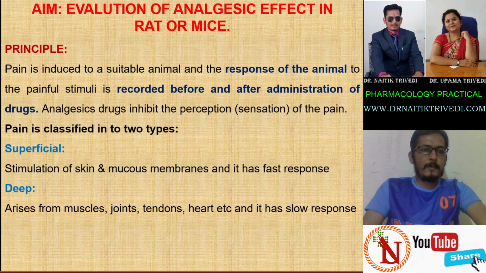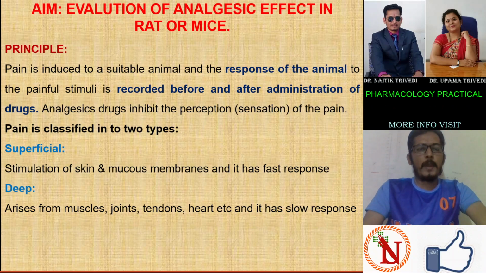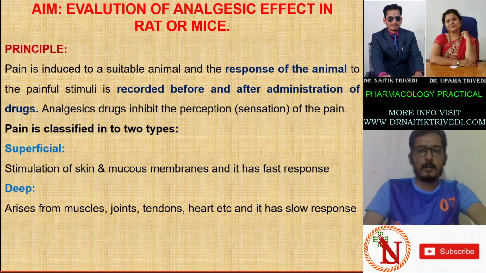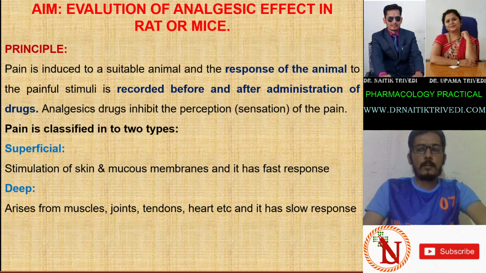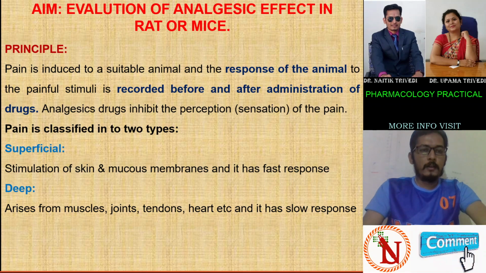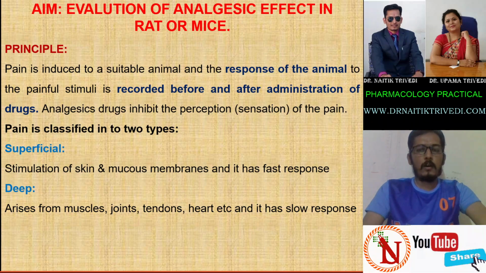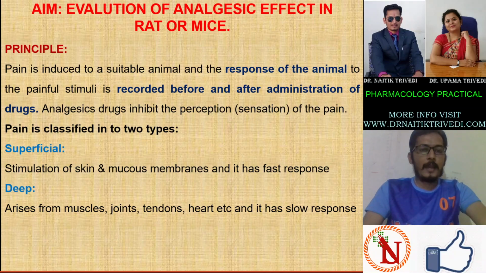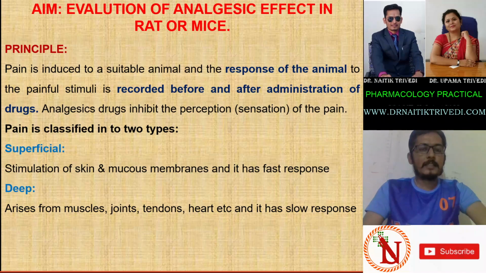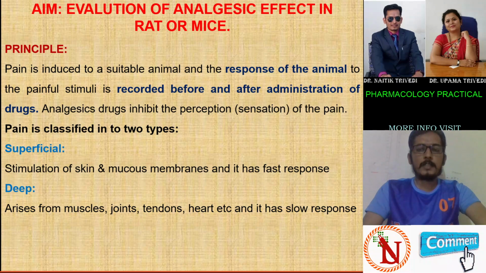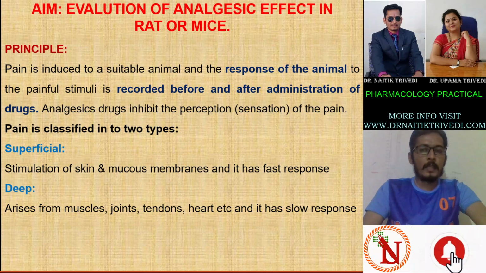First, we'll see the principle of this practical. Induce pain in a suitable animal, and the response of the animal related to the pain is recorded before or after administration of the drug. So what will an analgesic drug do? An analgesic drug inhibits the perception of pain.